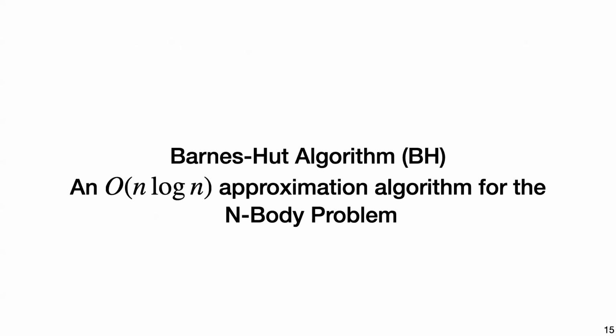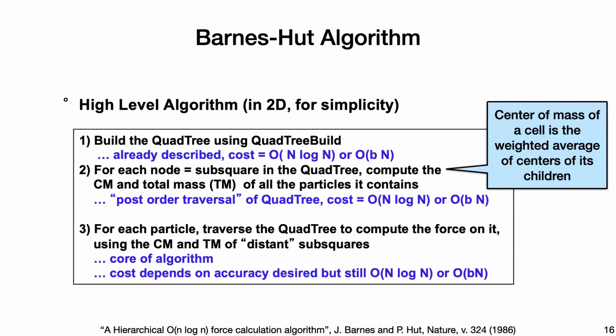So first we're going to learn this Barnes-Hut algorithm, which is maybe one of the first efficient algorithms for this, and it solves the n-body problem in n log n time. The Barnes-Hut algorithm has three main steps. The first is you build the quadtree, which we just went over. That costs n log n. The second is that for each node in your quadtree, you do this pre-computation of the center of mass and the total mass.